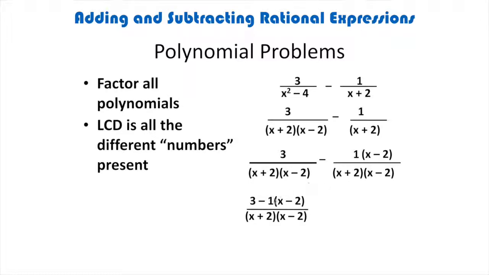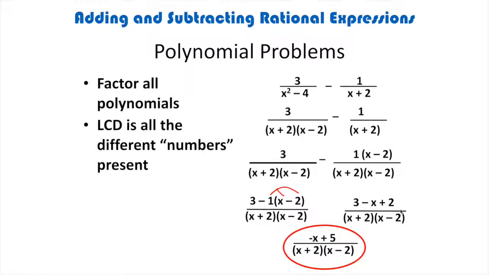The big thing here is that this negative 1 will apply to everything inside there. So I need to distribute that 1 to the x as well as to the negative 2. So that would give me 3 minus x plus 2. My 3 and my 2 I can combine. This will give me negative x plus 5, all over the x plus 2 times x minus 2.